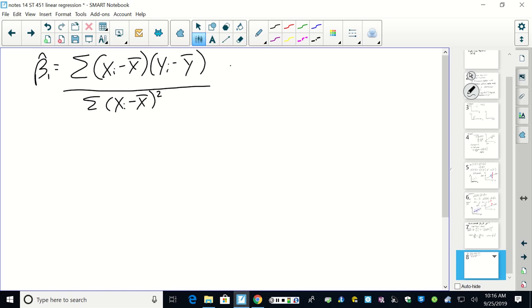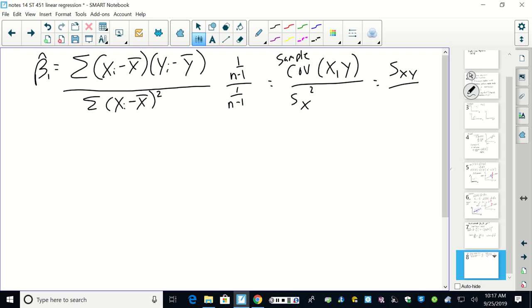If you multiply both of these by 1 over n minus 1, then the top is the sample covariance between x and y, and the bottom is the sample variance of the x's. So maybe this would be called S of xy over S of x squared. Covariance over a variance is another way it can be expressed.